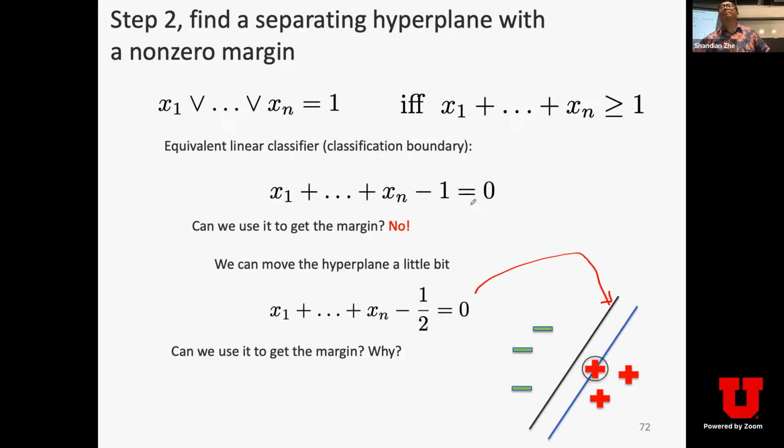Why? Can I say it again? Separating. I mean, this line will perfectly separate all the positive and negative examples. Why? So first, we need to check if it can correctly predict all the positive examples and all the negative examples, right? There is only one positive example. Oh, sorry, there's only one negative example, right? What is the negative example?